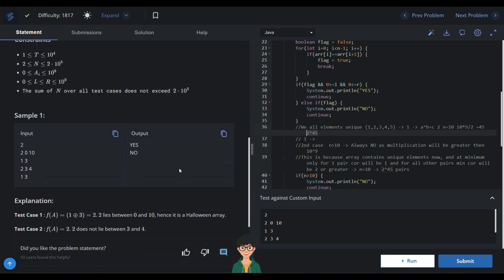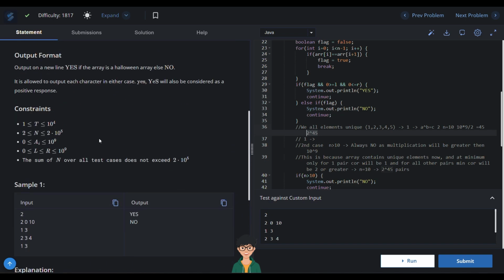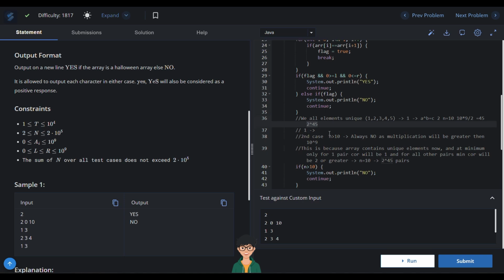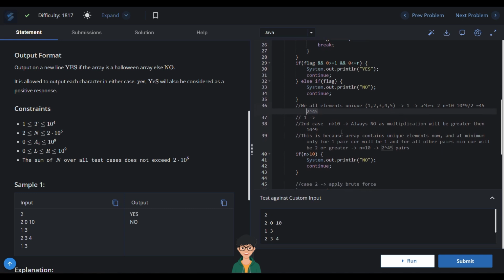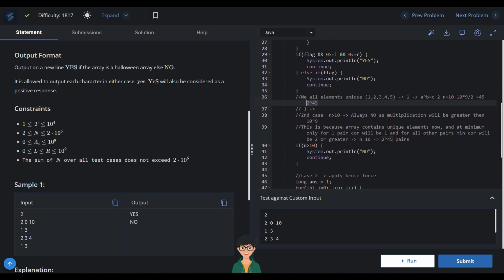But we know the range we are given: R can be in the range of 10 raised to 9 only. So the minimum answer would be greater than or equal to 2^45. Obviously not equal to, greater than 2^45. So in that case, if n is large, the answer will always be no. Yes, so this was the observation for this.